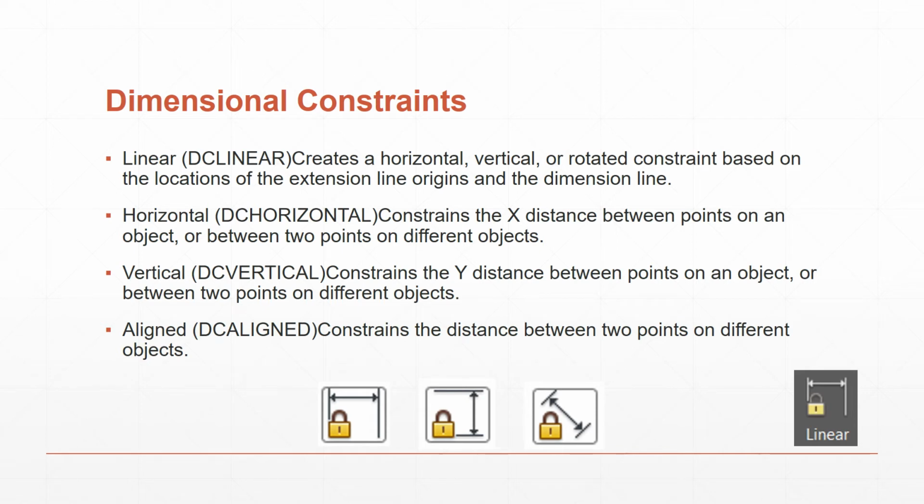Okay, on your dimensional constraints, you're usually going to have 3 types. So I can lock it linear, I can lock it horizontally, I can lock it vertically, and I can also lock it aligned. And the 3 icons that you're going to see are the horizontal, the vertical, and the aligned one. Underneath this linear one, it'll lock both horizontal and vertical. So when you see this one on your ribbon, you'll notice that one will do both of these two.